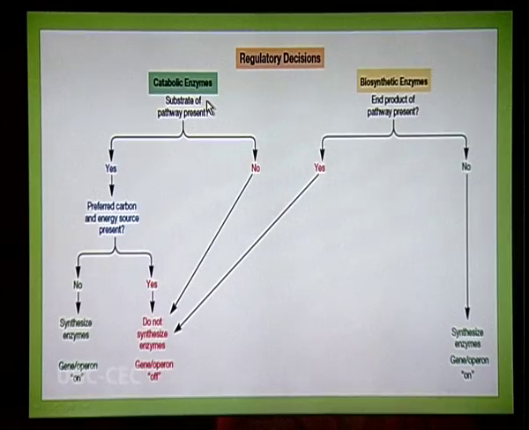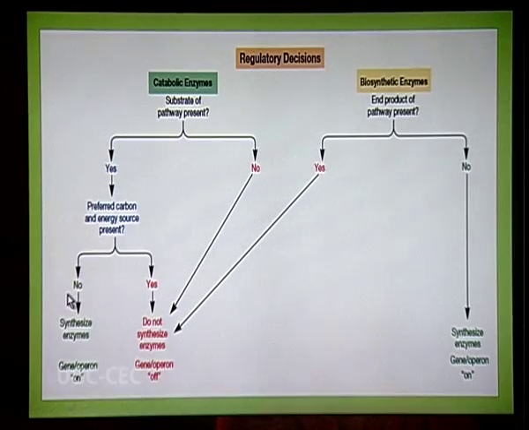Apart from this, there exists a global regulation in the case of catabolic enzymes, wherein if bacteria find that certain other substrates are available in the system which can be utilized without the synthesis of so many enzymes, then it will prefer to go for that pathway and it won't synthesize the enzymes needed for the other substrate.